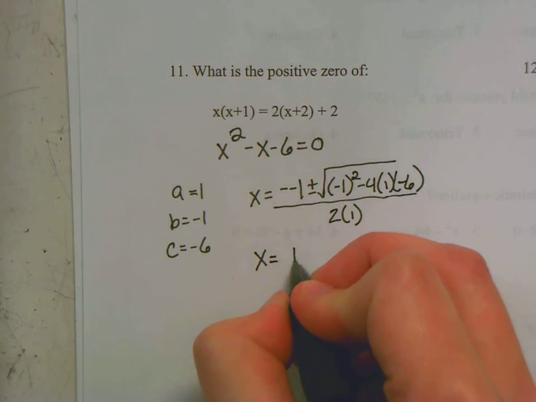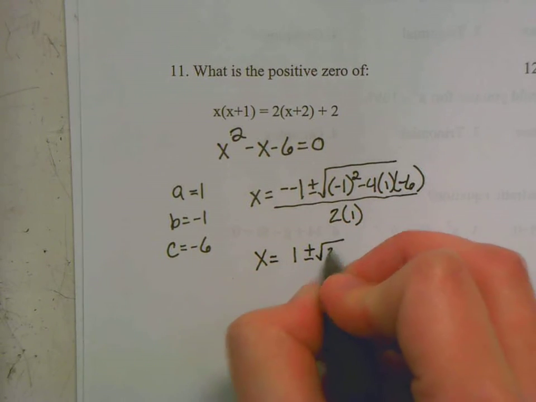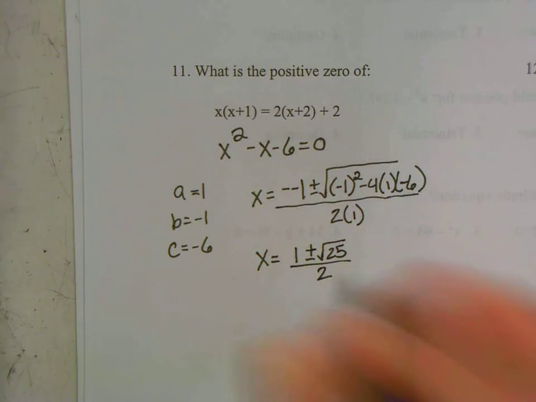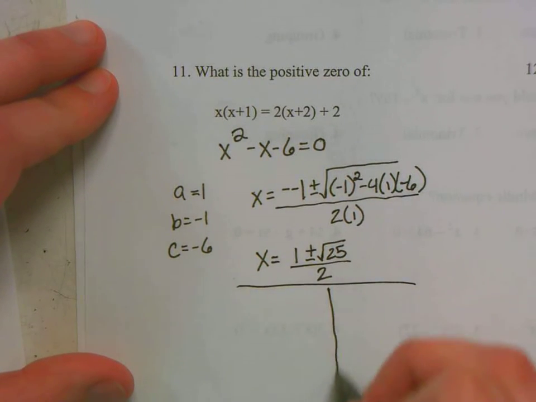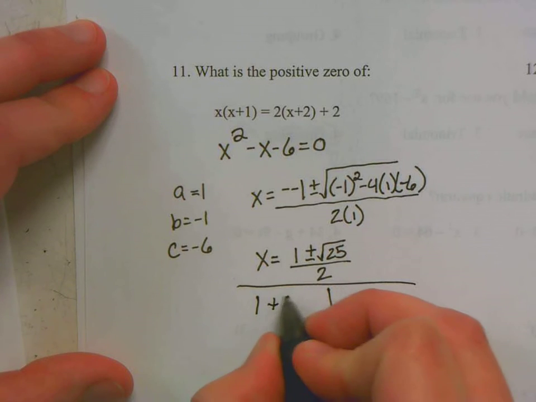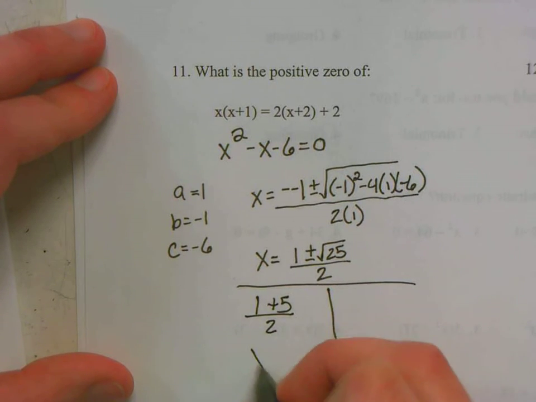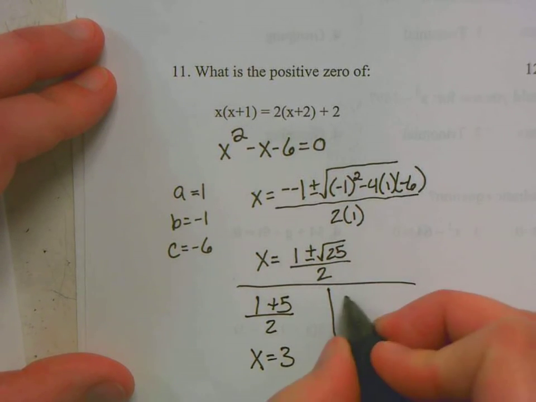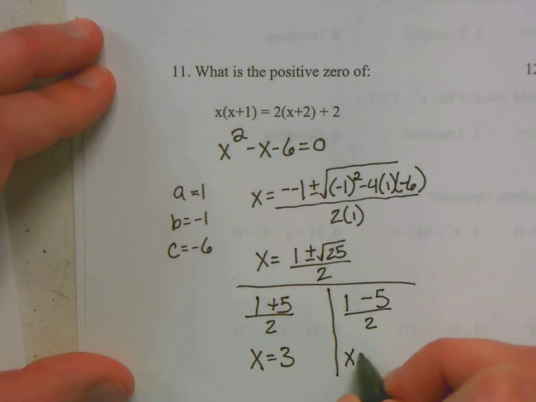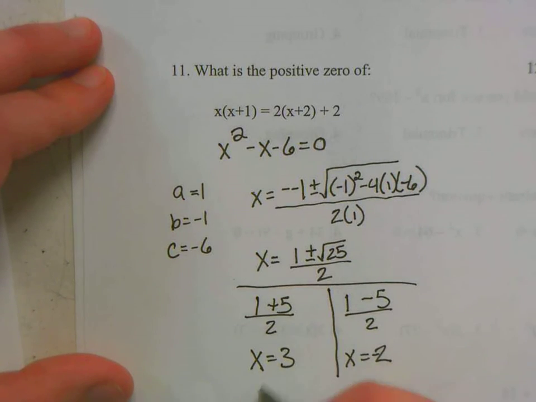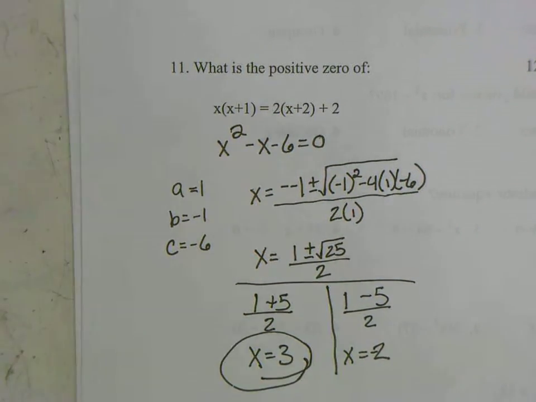So then you get a positive 1 plus or minus radical 25, divide by 2, which 25 is a perfect square, so you would have done a t-chart. So it would have been 1 plus 5 divide by 2, which ends up being x equals 3. And then 1 minus 5 divide by 2, which ends up being x equals negative 2. And again, they are looking for the positive number, same exact answer.